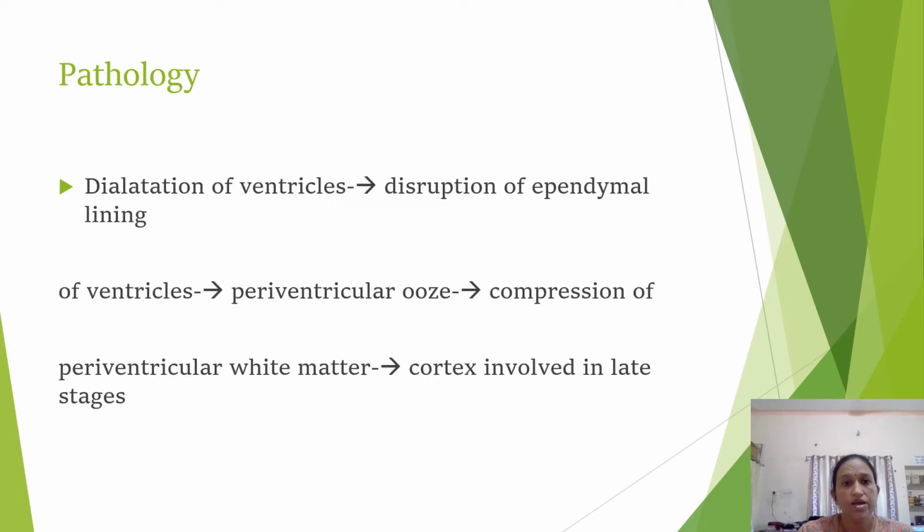Okay. So what is the pathology? So there is dilatation of ventricles, disruption of ependymal lining is there, then that leads to periventricular ooze. There is compression of periventricular white matter and cortex is involved in late stages. And this all leads to the clinical features which are there in patients with or children with hydrocephalus.